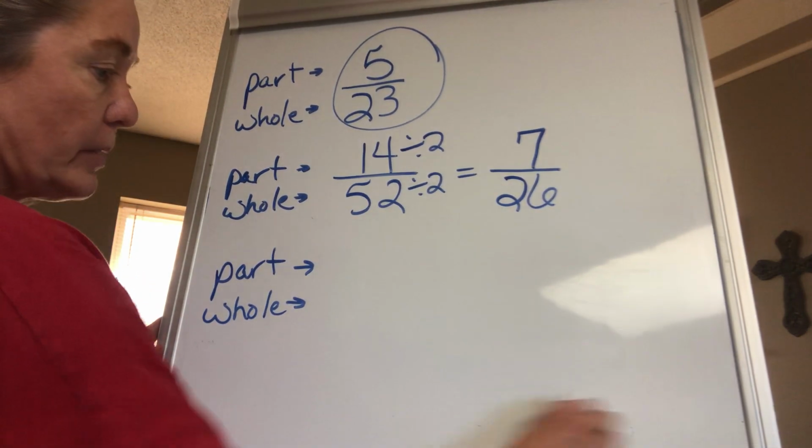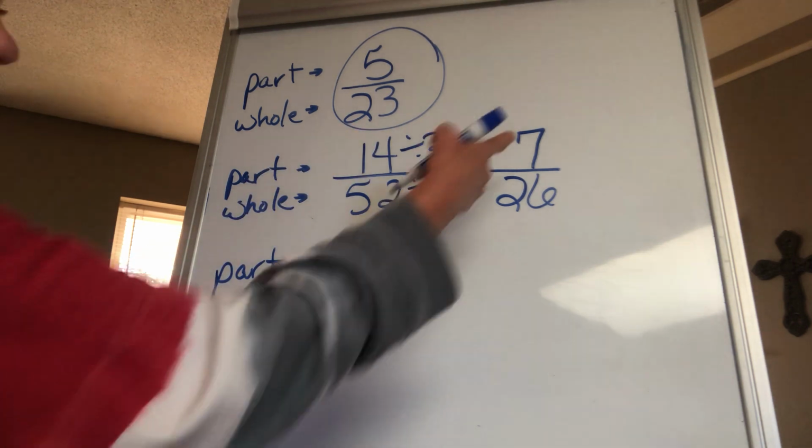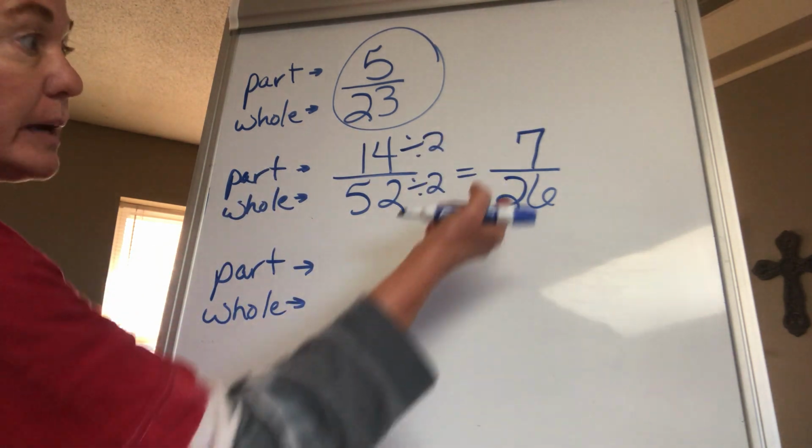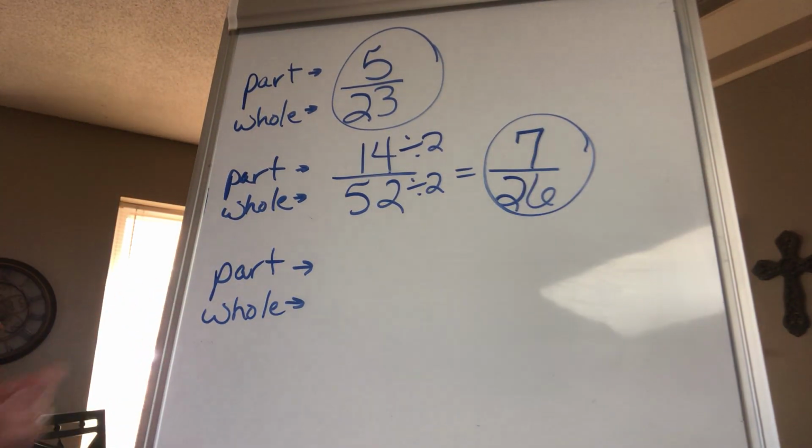I know 2 doesn't work because it won't go into 7, and neither does 3 or 4 or 5 or 6. 7 does, but that wouldn't do me any good, would it? Okay, so now I know that if there's nothing else I can divide 7 by, I have to do it to both of them. So I know that 7/26 is my simplest form. So he had 7/26 of the building blocks that remained unused.